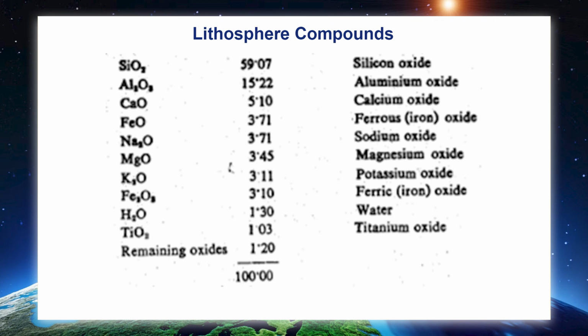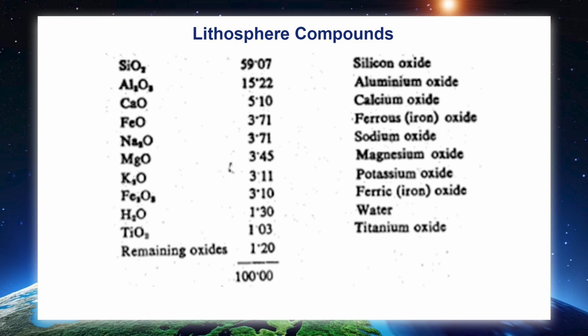Now, lithosphere compounds, what are the things? SiO2, see, it is highest, 59.07%. Next is alumina, Al2O3, 15.22%, CaO 5.10%, FeO 3.71%, this is combination wise. Na2O, sodium oxide, 3.71%, magnesium oxide 3.45%. So, it has come down like that. Okay. Based on this, you can say, please go to the previous slide.